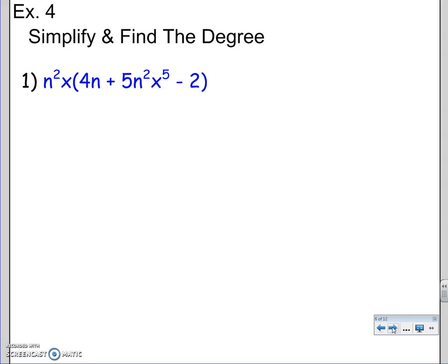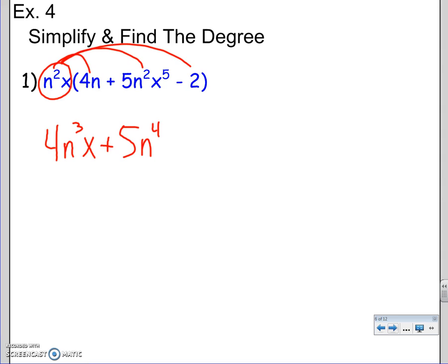Last example, same thing. To simplify, find the degree. Well, this is just a distribution problem. So I'm going to distribute this to all 3. Now this combines with those exponent properties earlier. So n squared x times 4n, well, number times number, letter times letter. So n squared times n is n cubed, and x is just x. Next one, 5, n squared times n squared is n to the 4th power. X times x to the 5th is x to the 6th. You add the exponents. And the last one, minus 2 n squared x.